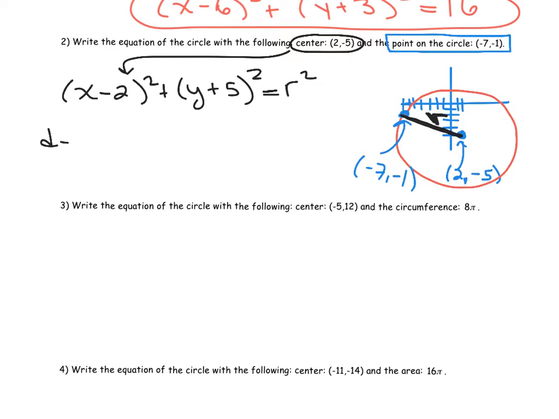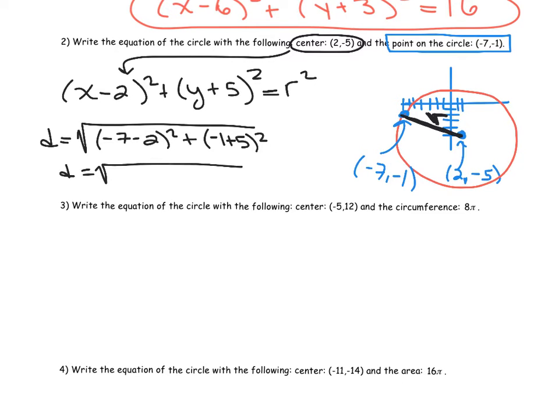We know the distance formula is equal to the square root of the change in x squared, so we'll do (-7 - 2)², plus the change in y, which is -1 minus -5, so that's really +5, squared. I'll get my distance to be the square root of, this is really -7 minus 2 is -9. (-9)² is 81, plus I have -1 plus 5 is 4. 4² is 16. So my distance, which is equivalent to the radius in this case, is going to be the square root of 97. Now that's my radius, square root of 97.